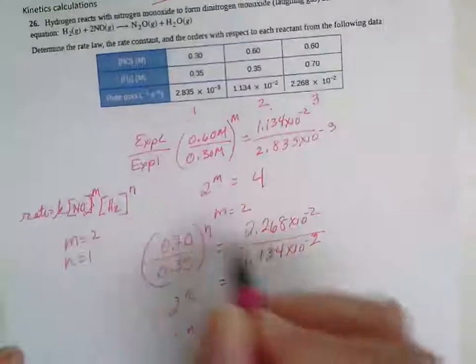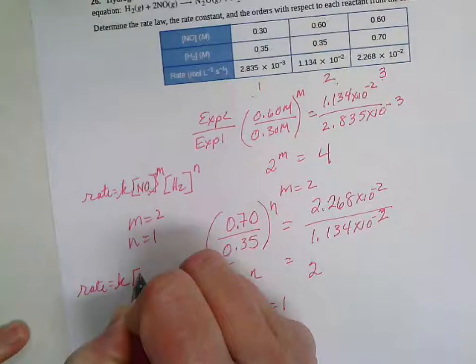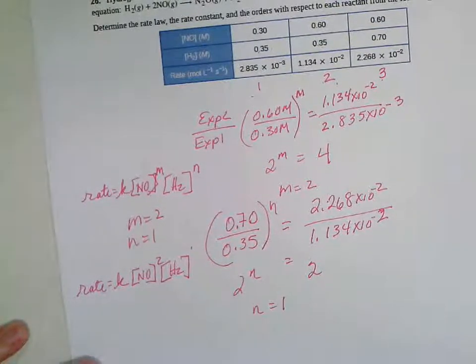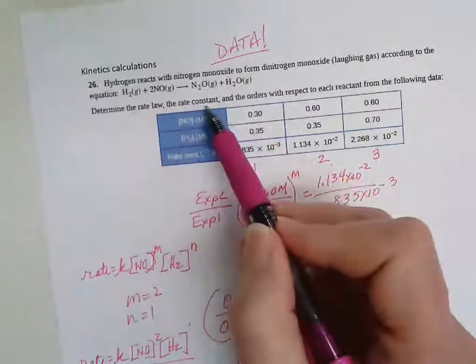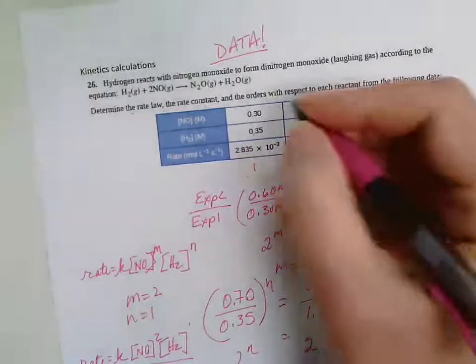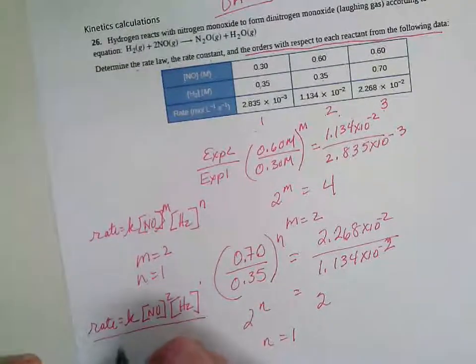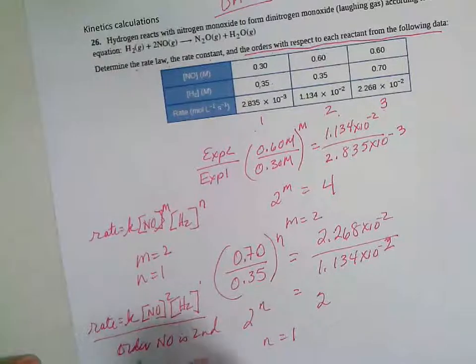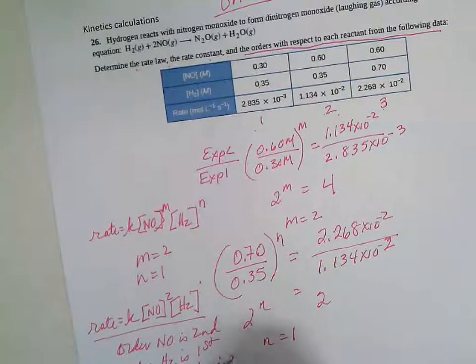So if n equals 1, now I can write my rate expression. It's going to be rate equals k NO squared H2, and you don't have to put in the 1, but there is a 1 there. So that's my rate law. So up here it says determine the rate law, the rate constant, and the orders with respect to each reactant. The order for NO is second. Order for H2 is first. And the overall order is 3 or third.